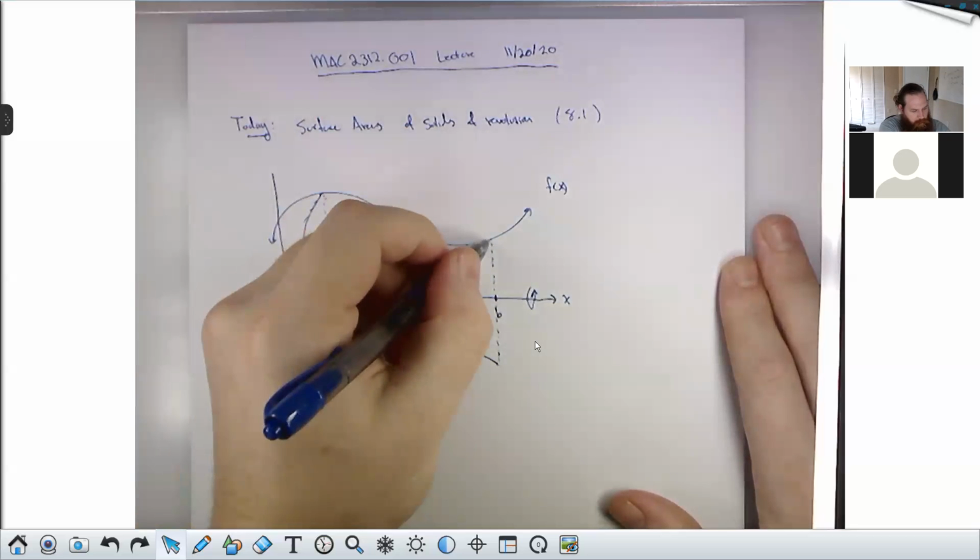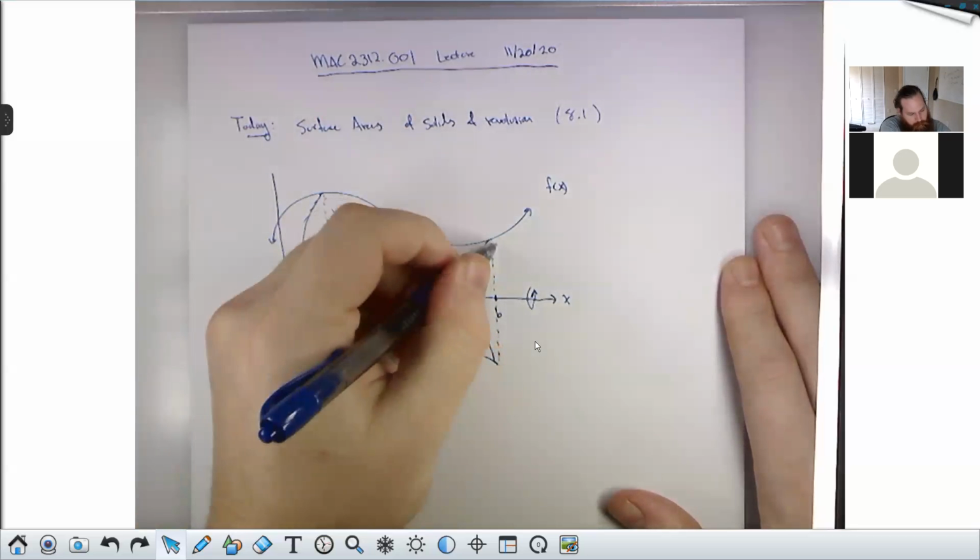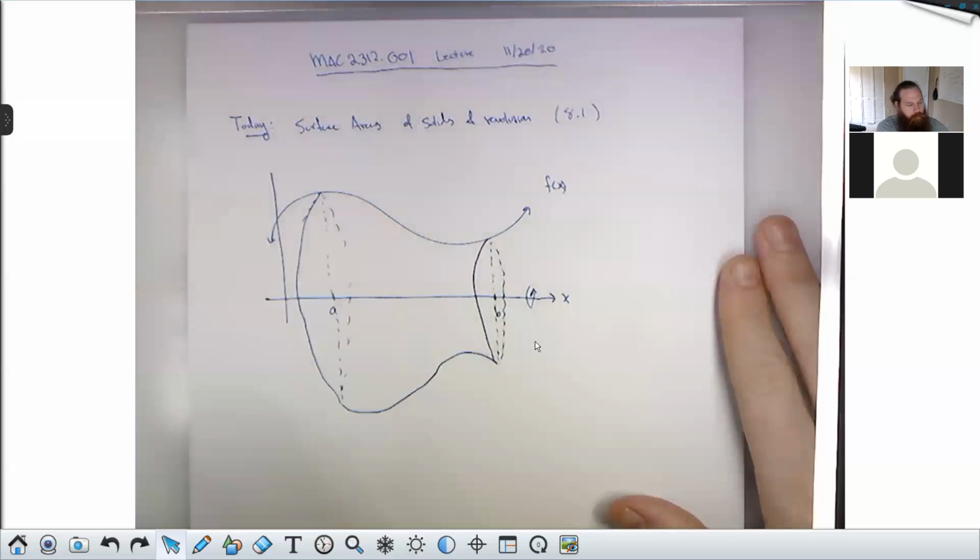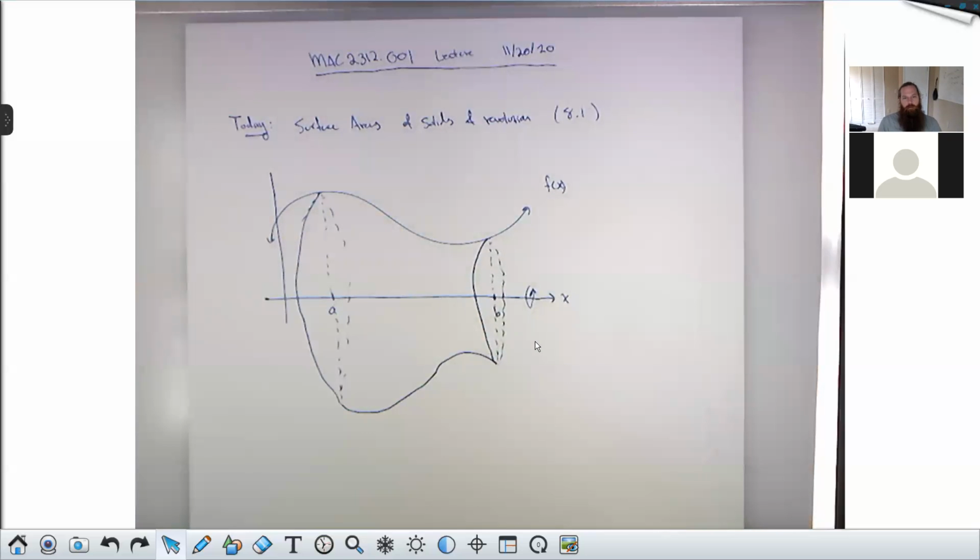I'm sure you guys have some amount of PTSD from back when we worked on these solids of revolution. So hopefully this isn't too hard to remember. You can picture that solid a little bit, right? It's kind of like a flower vase or something like that.